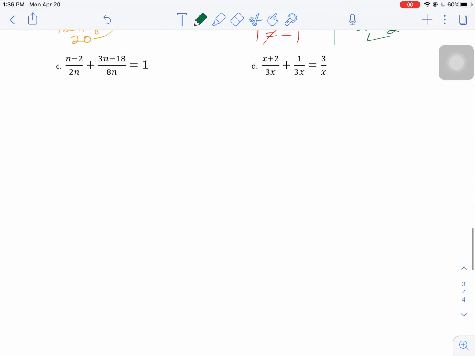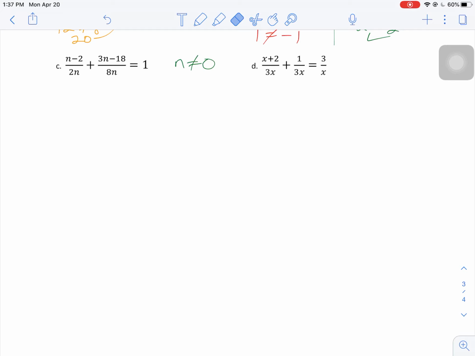For C and D, these are rational equations. So we want to get least common denominators, and we also want to jot down domain restrictions in case we have to throw out an answer at the end because it happens to be a domain restriction. So on letter C, n cannot be equal to 0 because if it was, then 2 times 0 would be 0 and 8 times 0 would be 0. And we're not allowed to divide by 0. So we're going to cancel that out.